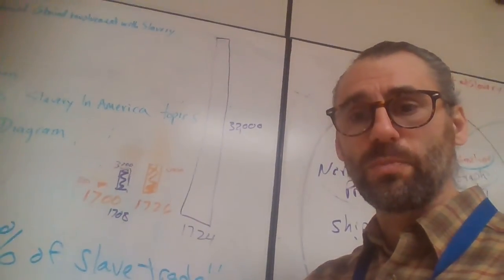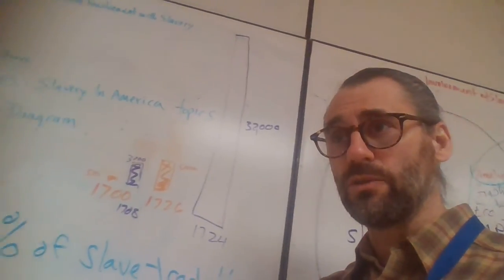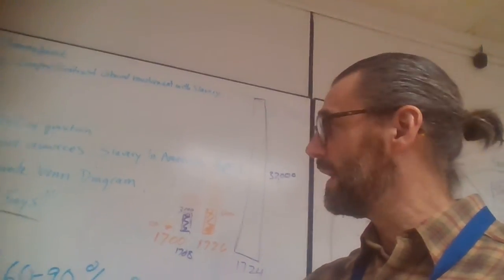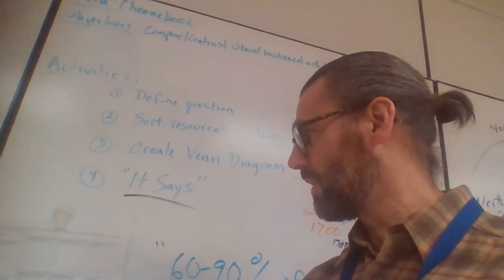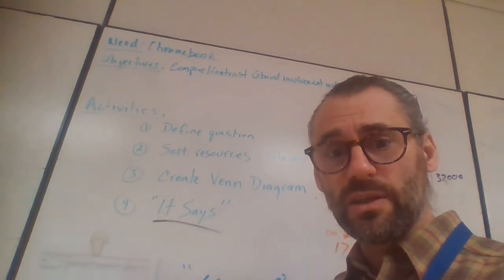This is what you'll need to pull out of all of those activities that we've done. So you're basically going to repeat some of your learning and show me 3 examples of how the North was involved with slavery and how the South was involved with slavery. And the two are slightly different.